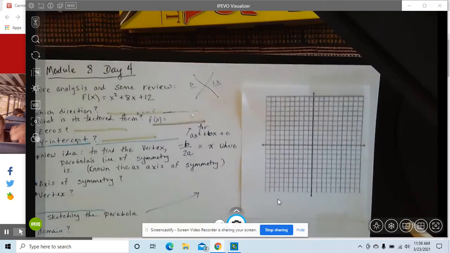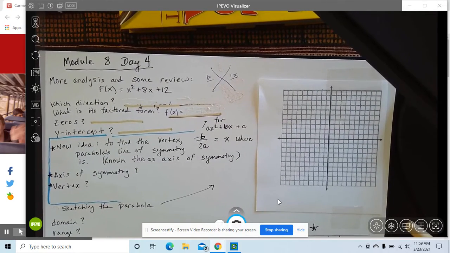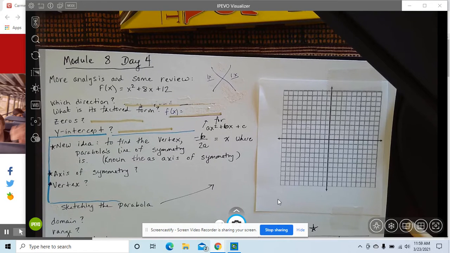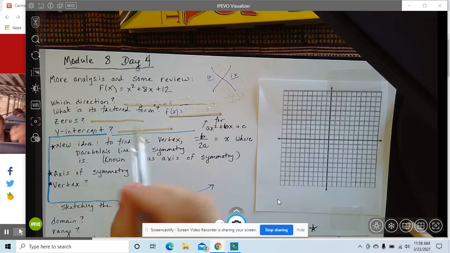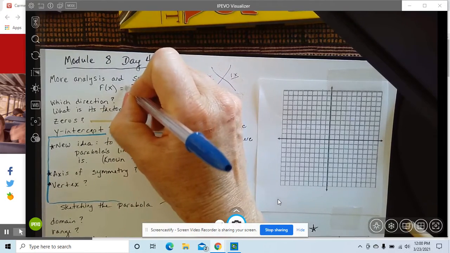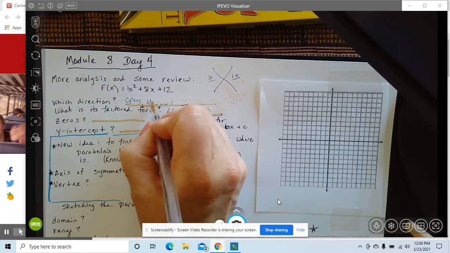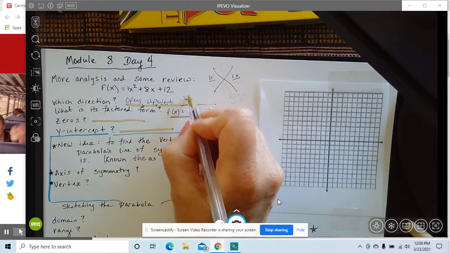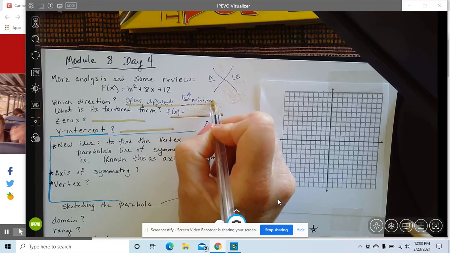All right, so hopefully you took some time with that. We're going to analyze this function here at the very top. So we have a function f of x equals x squared plus 8x plus 12. So the first question, which direction is the parabola facing? Well, because there's no negative in front of that, matter of fact, it's a 1, x to the second, this has to open upward. And if the parabola opens upward, it has a bottom known as a minimum.